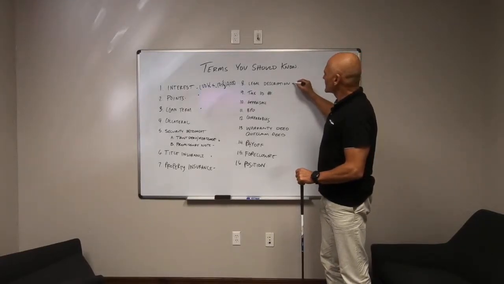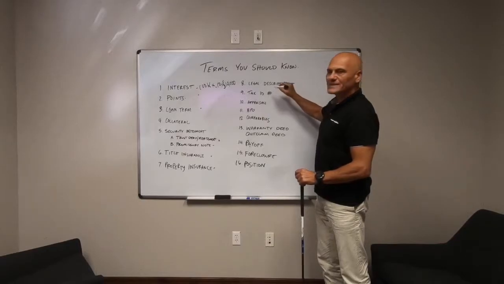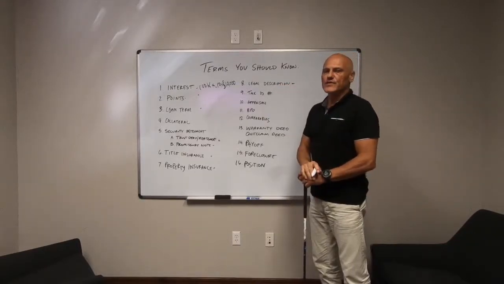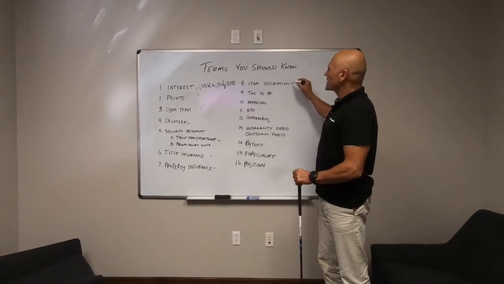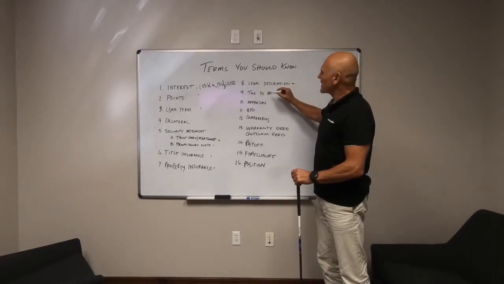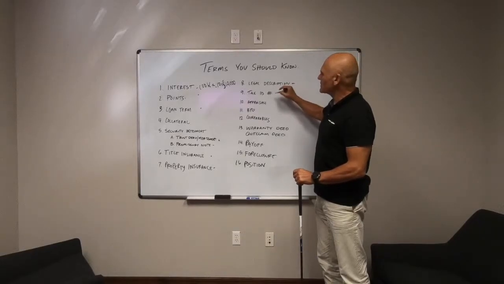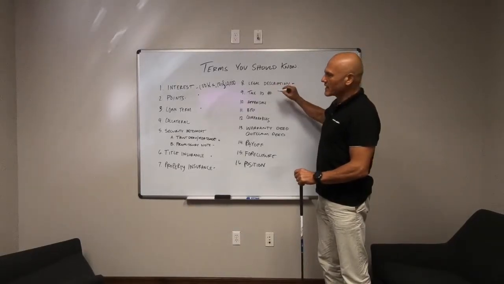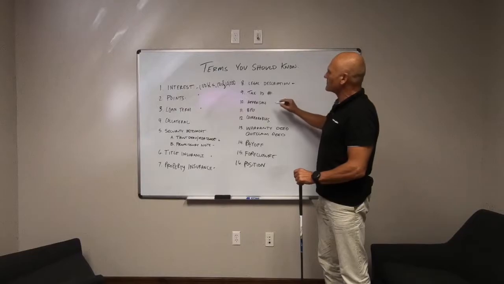Now, each legal description is tied to a tax ID number. So the county categorizes all these legal descriptions. They give it a number, and then the number identifies which property it is. So you want to tie these two together. Tax ID is the number of the legal description of your property.